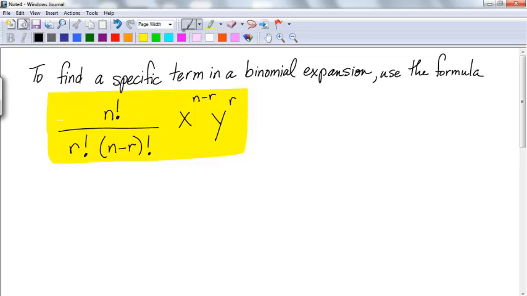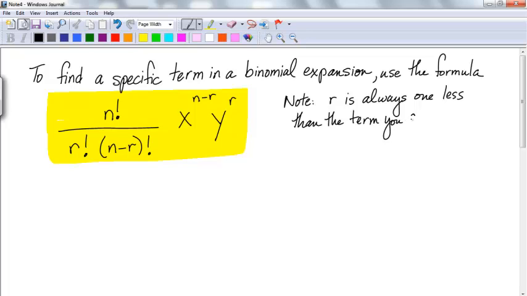The n is the exponent on the outside. The r is always one less than the term you're looking for. So if I asked you to find the 15th term, then r would be 14. If I asked you to find the 5th term, then r would be 4. It's one less than what you're looking for.